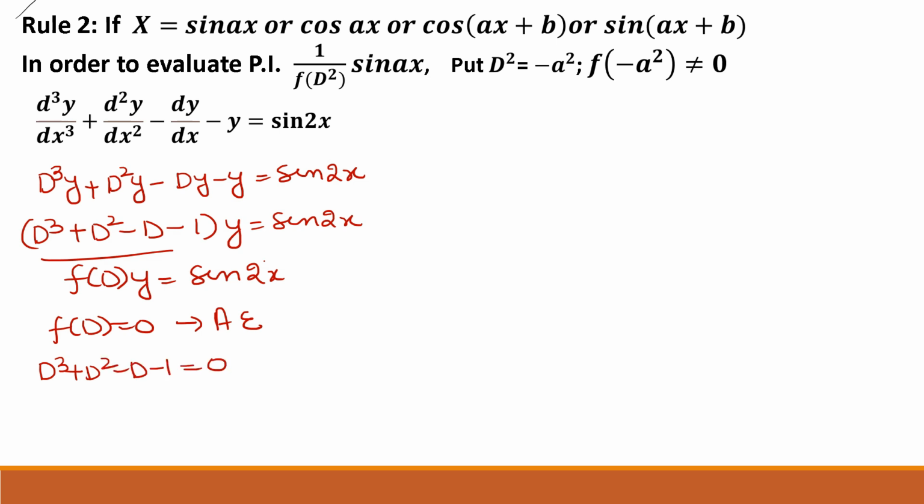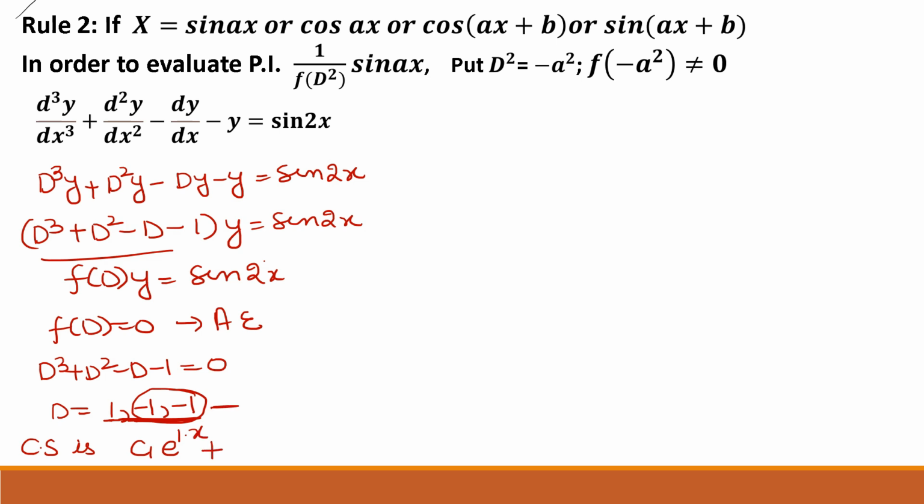So if I calculate, the roots are 1, -1 and -1. So this is real. All three roots are real, but these two are repeating. So how will we write the complementary solution? That will be c1, the first constant, e to the power of the first root, 1 into x.